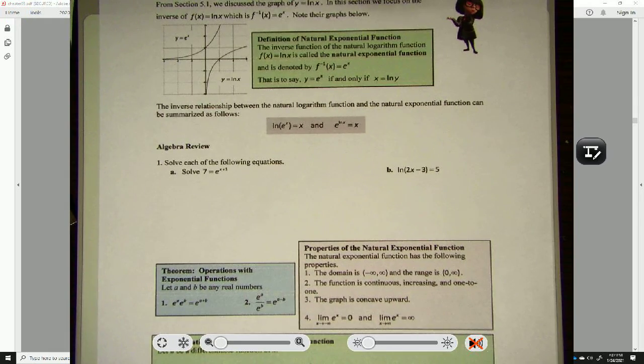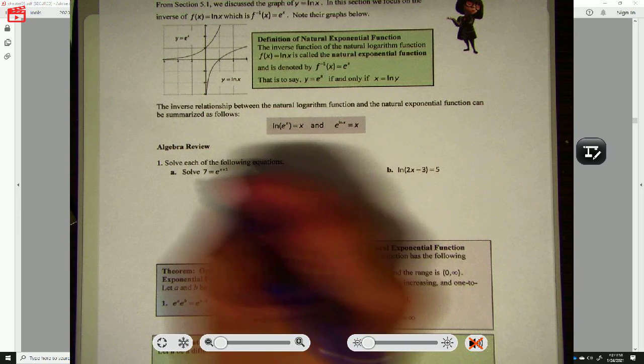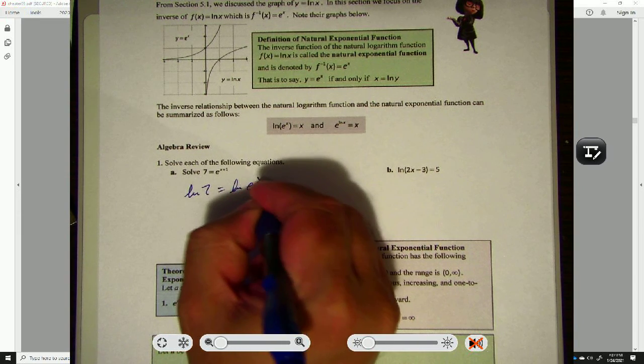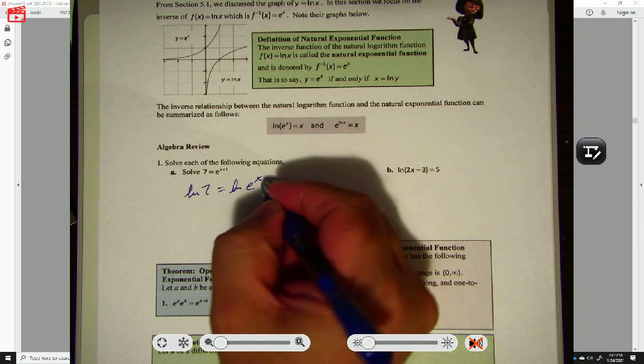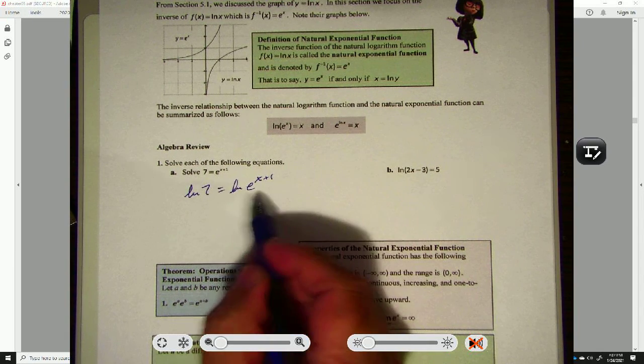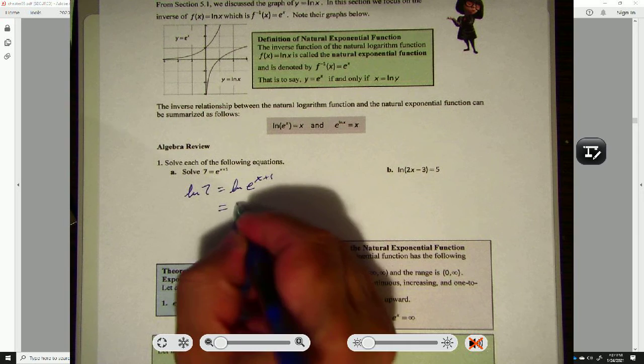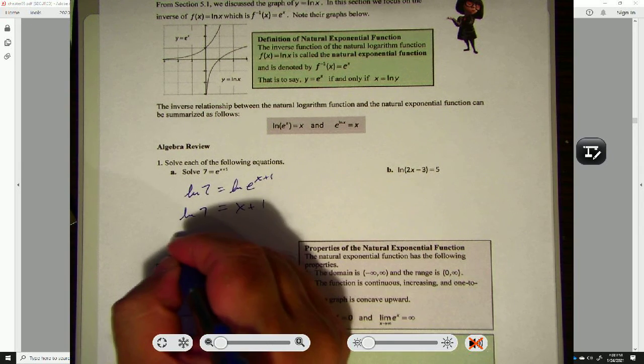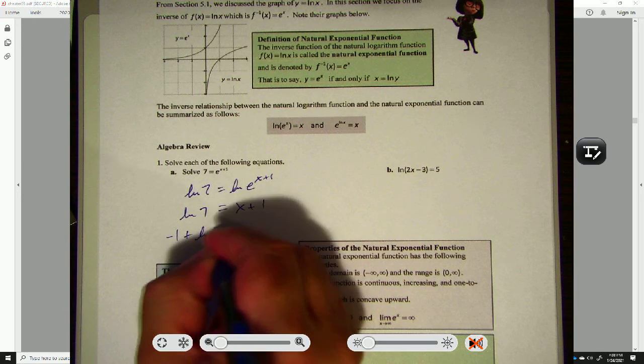Alright. Solve each of the following equations. So, remember, e to the x and natural log are inverses of each other. So we take the natural log of both sides. So natural log of e to the x plus, was that a plus 1? Alright, so remember they're inverses of each other, so they simply cancel each other out. So you got x plus 1 equals natural log of 7, so we just subtract 1 from that. So it's negative 1 plus the natural log of 7 equals x.